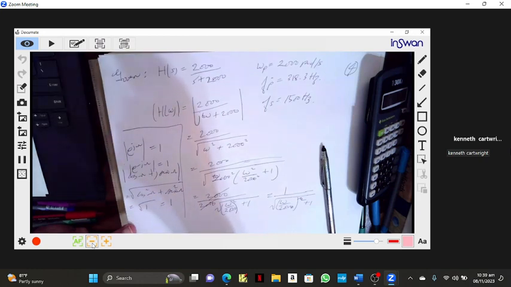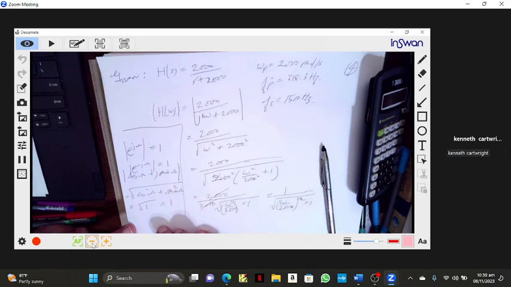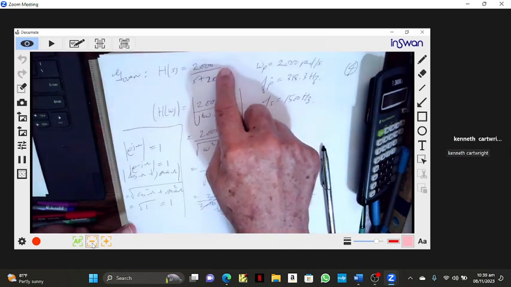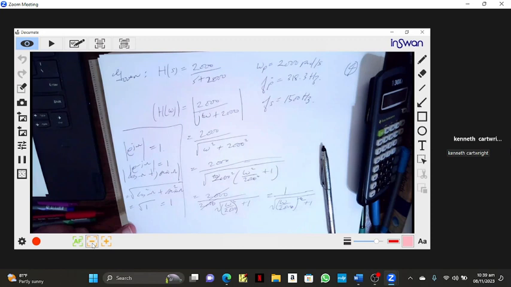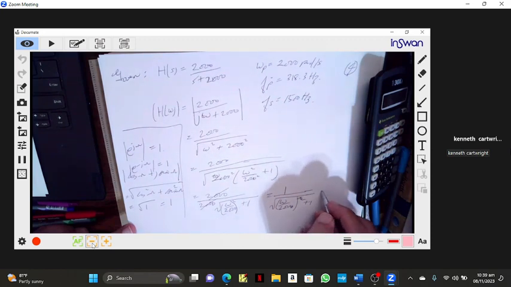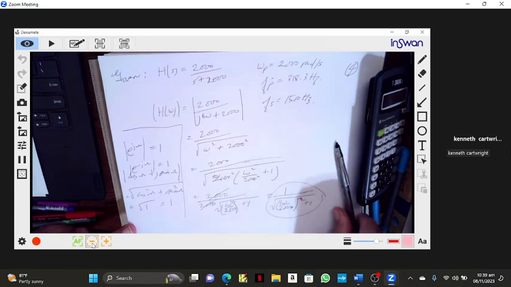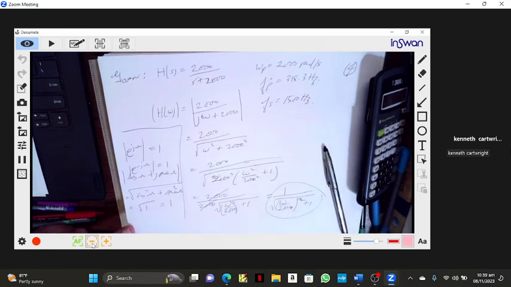Cutoff frequency of 318.3 hertz. That transfer function has a magnitude, and the book gives it as this. But that's the same old magnitude we know.